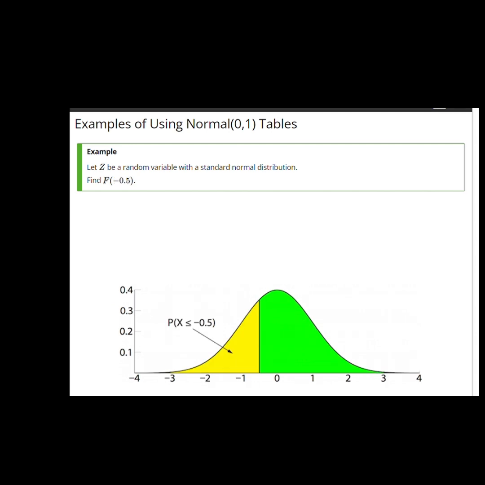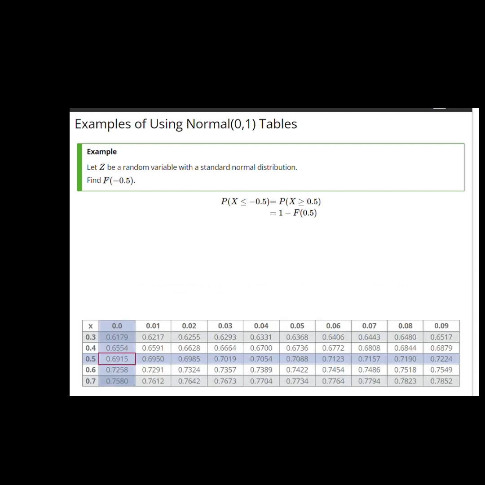What if we want the normal cumulative distribution function evaluated at a negative number, like minus 0.5? Find F of minus 0.5. Since the normal density is symmetric about the value 0, the probability a normal random variable x is less than minus 0.5 is identical to the probability that it's greater than plus 0.5. And we've just discovered that we can find the probability x is bigger than 0.5 as 1 minus F of 0.5. 1 minus 0.6915 in this case.